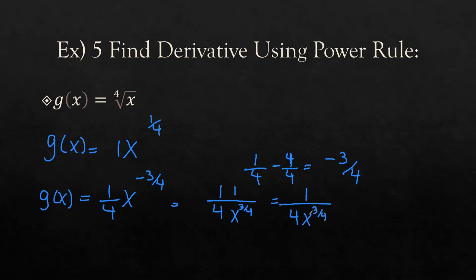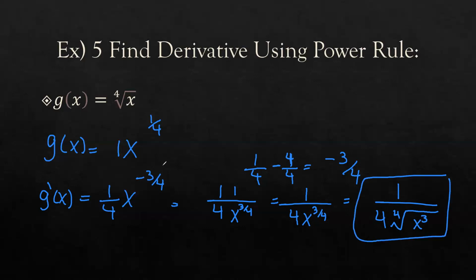And if you really want to simplify using radicals, this would be simplified as 1 over 4, and then x to the 3/4 is the same thing as the fourth root of x cubed. Okay, so if you want to simplify like this, you can leave it like this, or if you want to use a negative power, that's fine. Okay, let's move on.